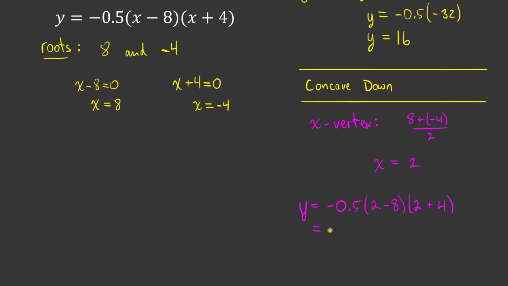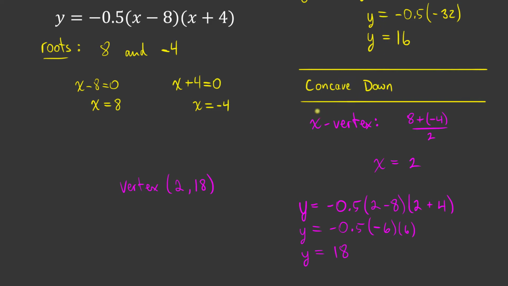Okay, so this is a negative 0.5. We've got negative 6 here. We've got a 6 here. And so half of 36 is 18. Negative times negative is positive, and so my y value of my vertex is 18. And so now I know that my full vertex is at 2, 18. I know my y-intercept is 16.